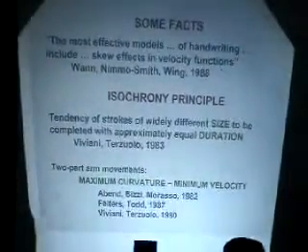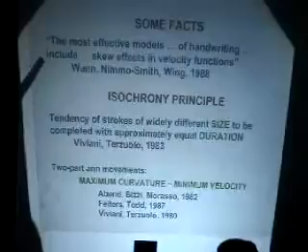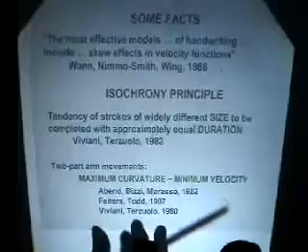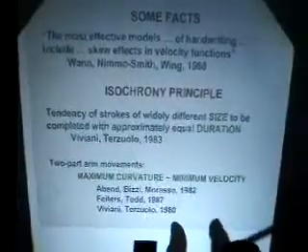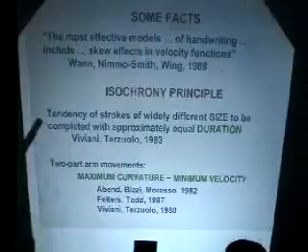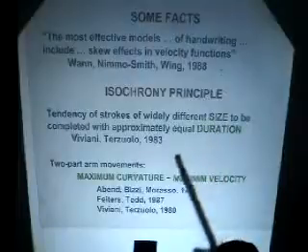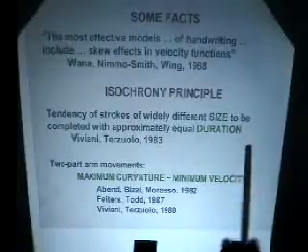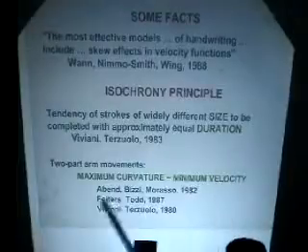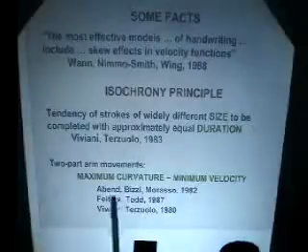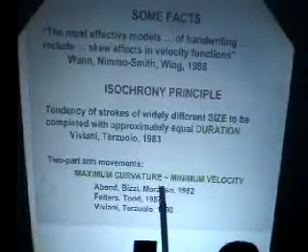And so it was known, for example, and I'll quote, that the most effective models of handwriting include skew effects and velocity functions. Well, they fell out of the wash already. It was known that the isochrony principle was important, namely the tendency of strokes of widely different size to be completed with approximately equal duration. This is that synchrony property. And it was known that in two-part arm movements, which are sort of like a step in the direction of handwriting, the maximum curvature of the movement tended to co-vary with the minimum velocity.